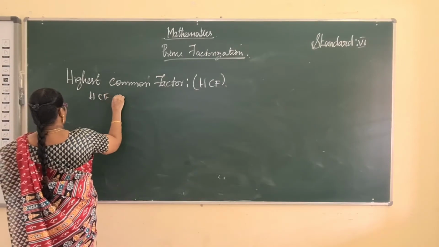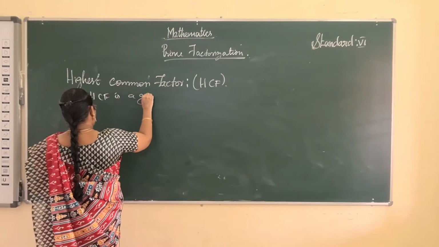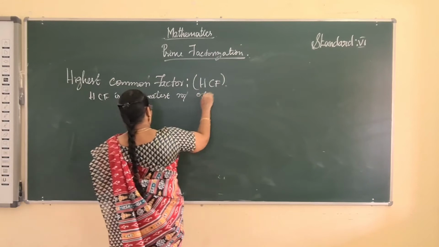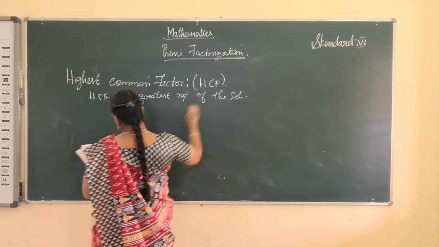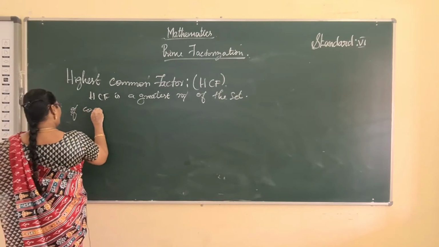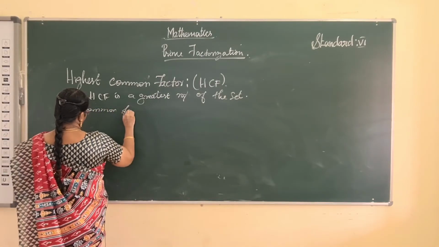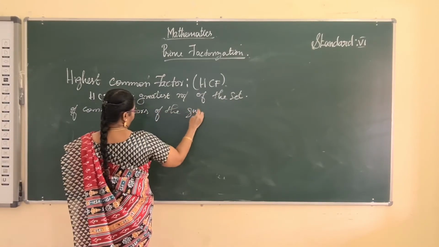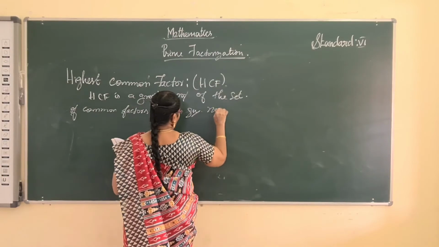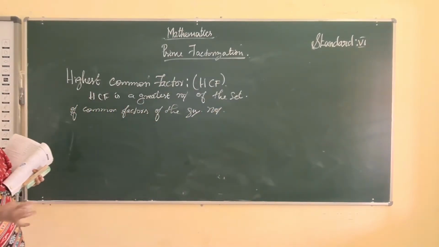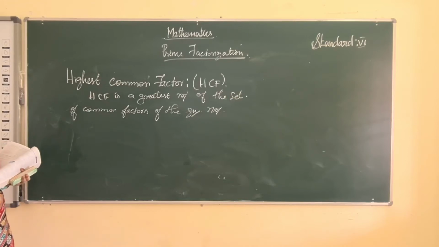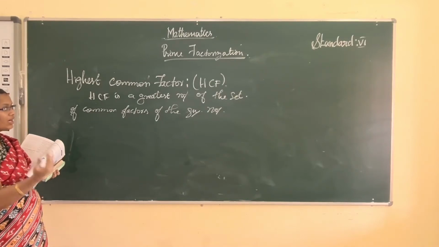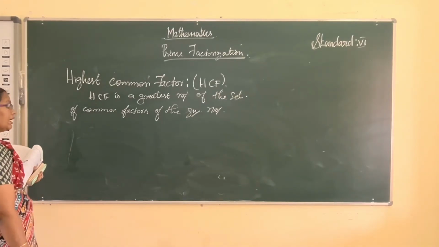So definition, how do you write? HCF is the greatest number of the set of common factors of the given numbers. Two numbers will be given, and in this place we take the set of common factors of the given numbers.